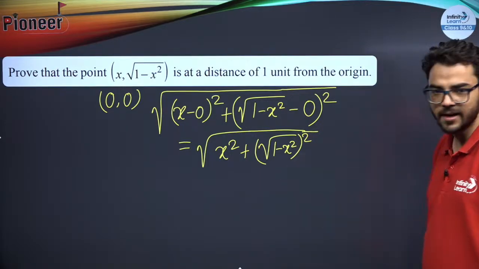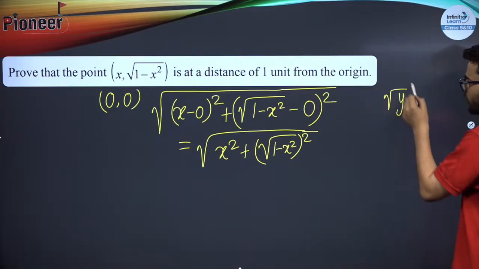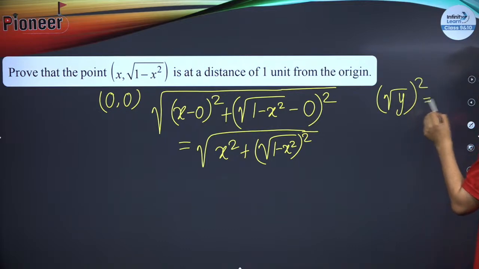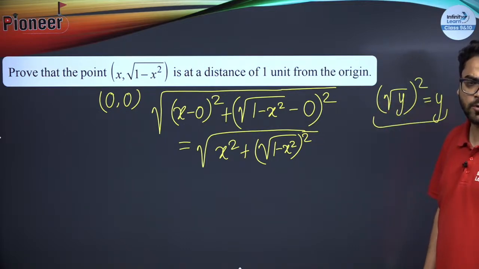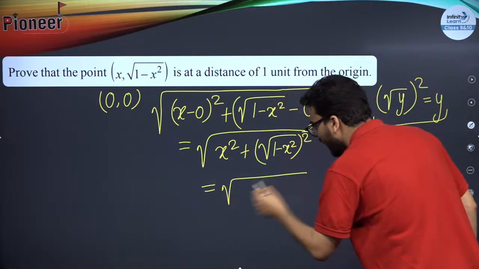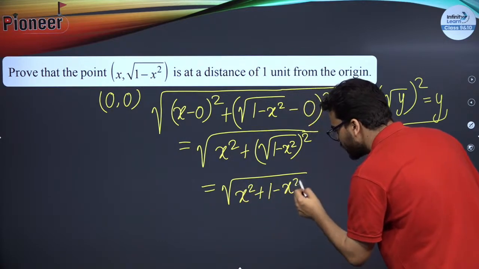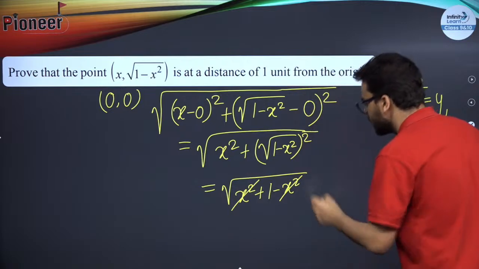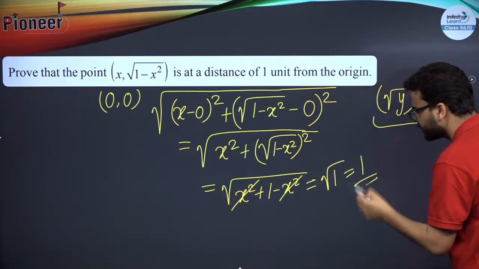I hope this thing is clear. Now you have studied this property. If you have got something like this, square root of y the whole square, that is equal to y itself, correct? This thing you have studied in laws of exponents, guys. So basically, can I write it like this? Square root of x square plus 1 minus x square over here. So you see this will be cancelled out. So this is coming out to be equal to square root of 1, and that is 1.